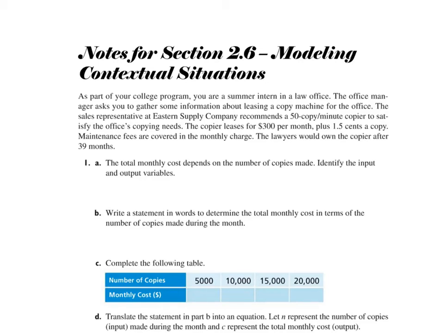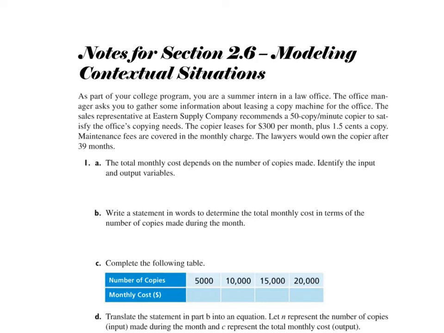2.6, modeling contextual situations. You've heard me talk about contextual situations before. When you are thinking about the context behind a problem, you're thinking about the story that comes along with it. So this is actually a really good example. As part of your college program, you are a summer intern in a law office, and the office manager asks you to gather information about leasing a copy machine for the office.